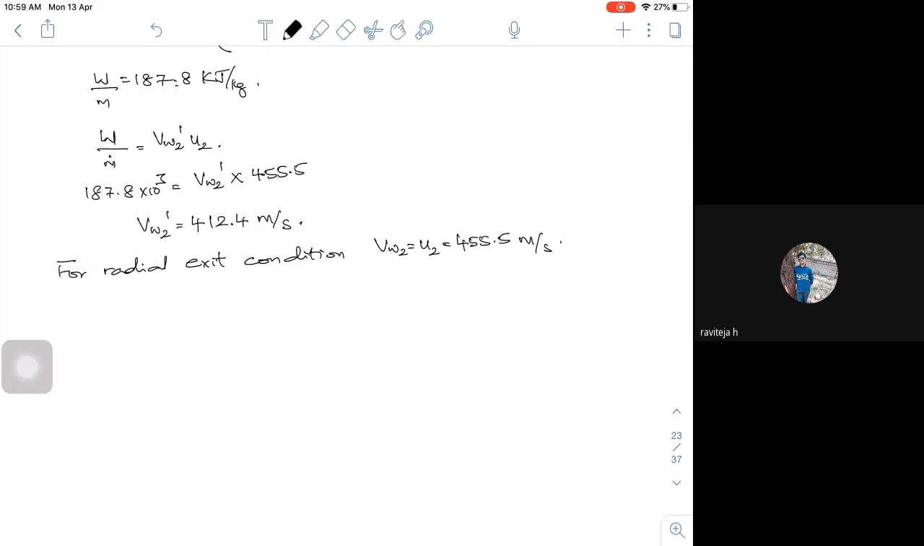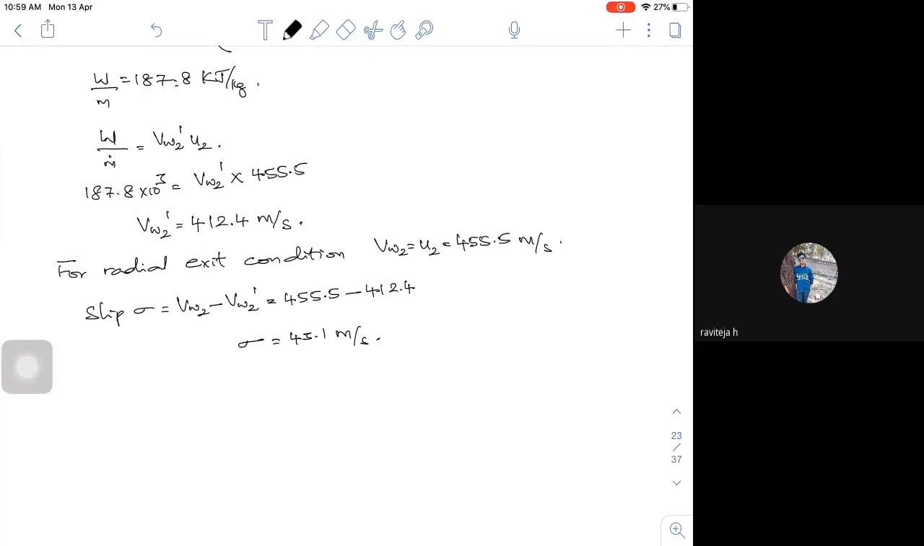Slip sigma is equal to VW2 minus VW2 dash, which is equal to 455.5 minus 412.4. If I take the difference, it is around 43.1 meters per second. This is my slip actually.